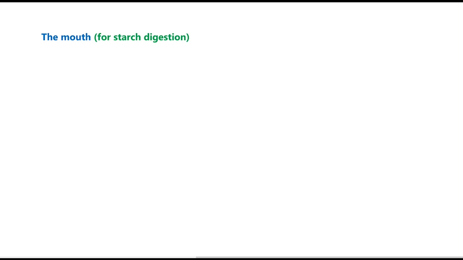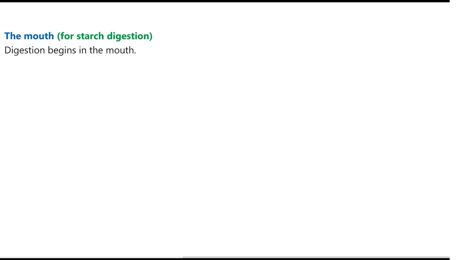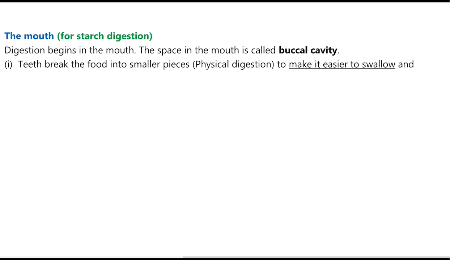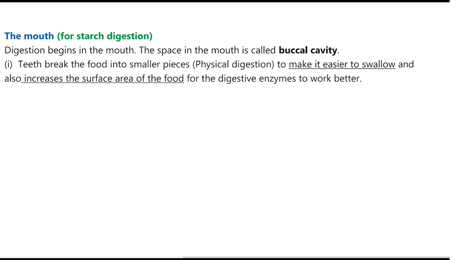We'll start with the mouth. Digestion begins in the mouth, and the space in the mouth is called the buccal cavity. In the mouth, we have teeth. The teeth break down the food into smaller pieces, and this is an example of physical digestion, or mechanical digestion, where we're breaking the large food substances into smaller food substances. This makes it easy to swallow and also increases the surface area of the food for the digestive enzymes to work better.